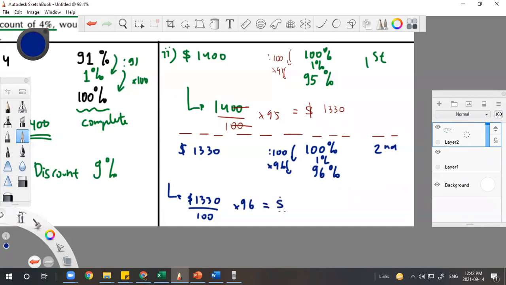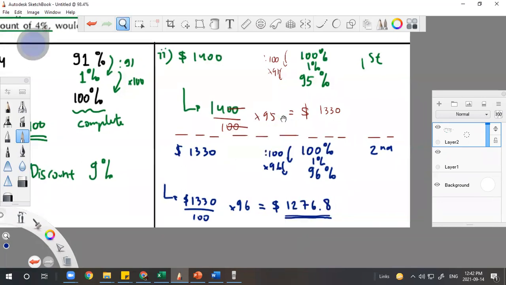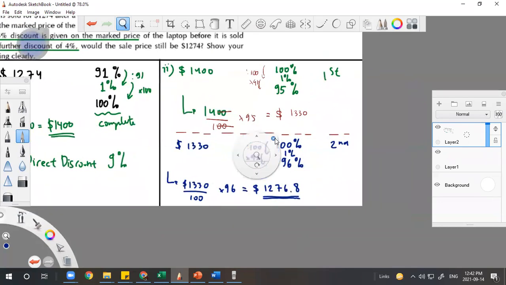Answer, please. 1276.8. 1276.8. This will be the value. Now, this condition is a compounded discount, right? Compounding discount means step by step, 2 steps of discount. Okay. Oh man, so many ends in my table. So this is 2 steps.